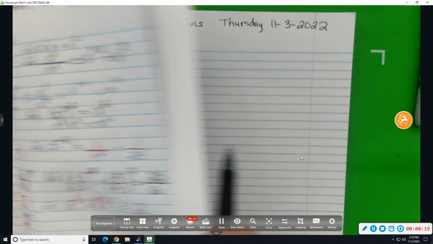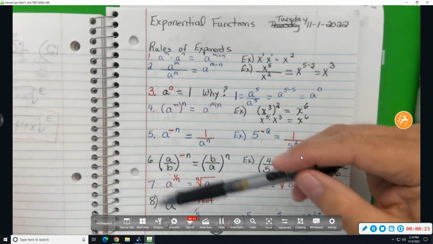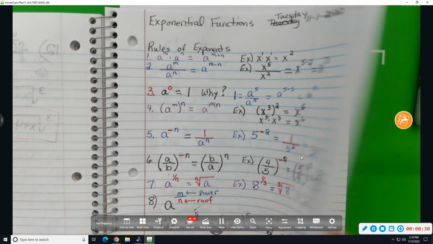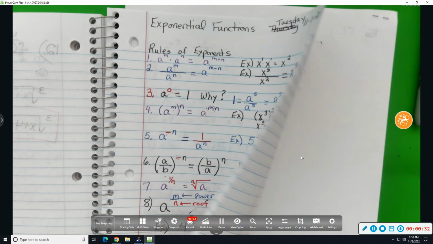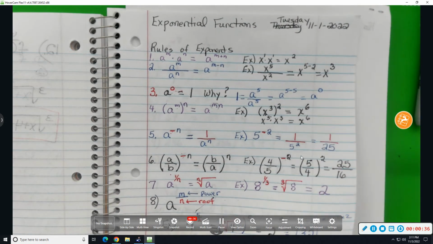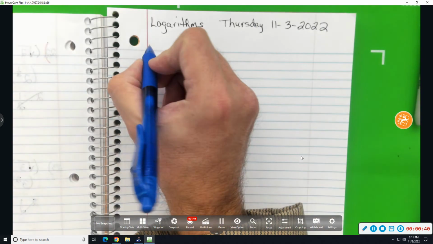And the last time we looked at rules of exponents, and the reason we were working with exponents is because logarithms are exponents. If someone asked you what is a logarithm, the easiest, most straightforward answer would be a logarithm is an exponent. So I'm going to state the definition of logarithm.